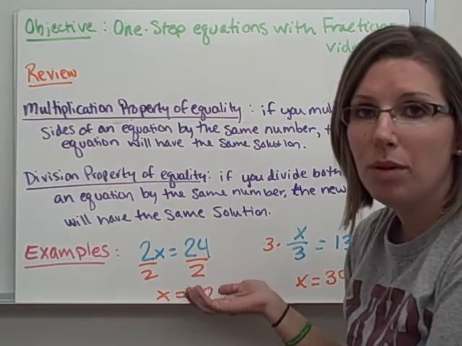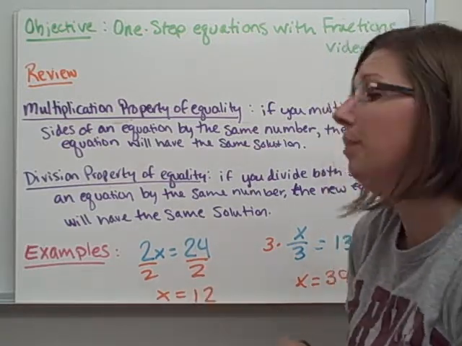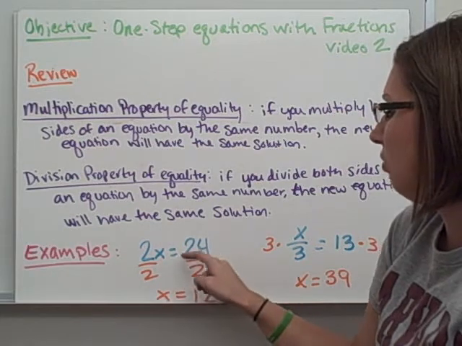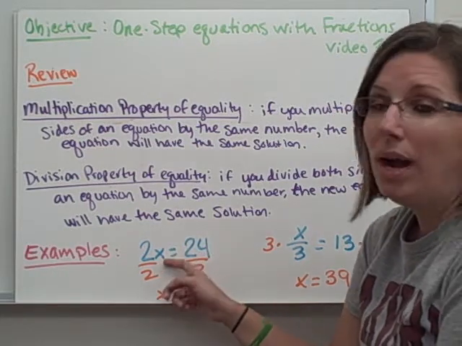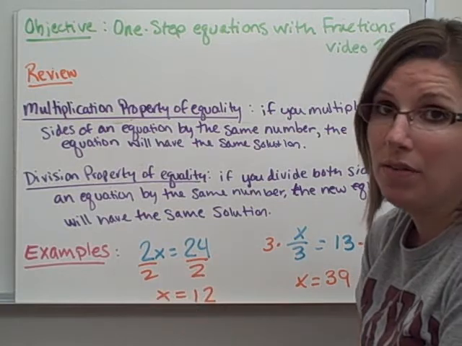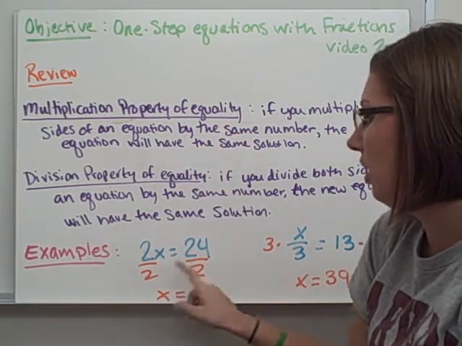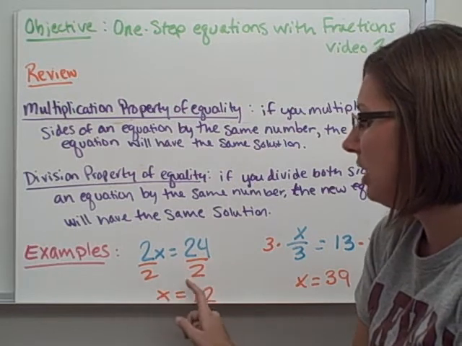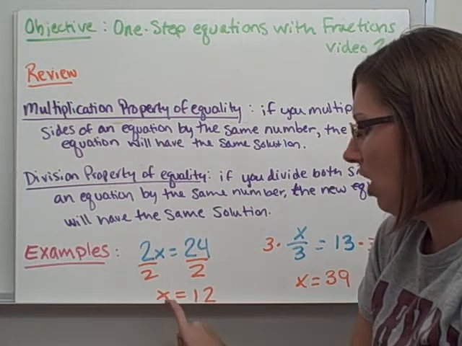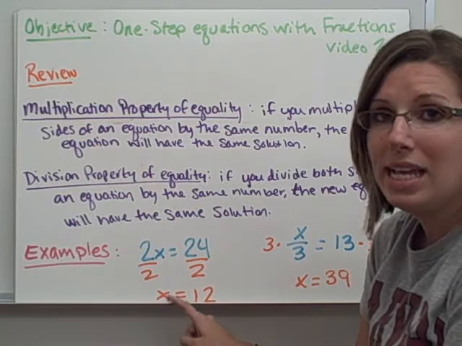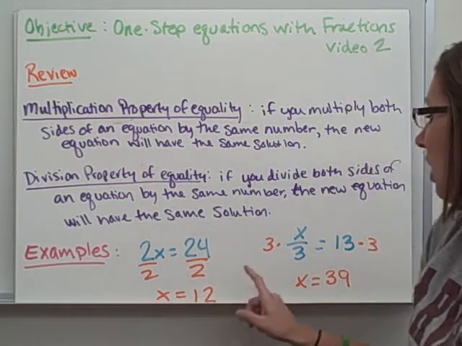Some examples from problems we've done before would be like this. 2x equals 24. I'm going to isolate my variable by using inverse operations. I'm going to apply the division property of equality here by dividing both sides by 2 to get x by itself. And so in this case, x equals 12.